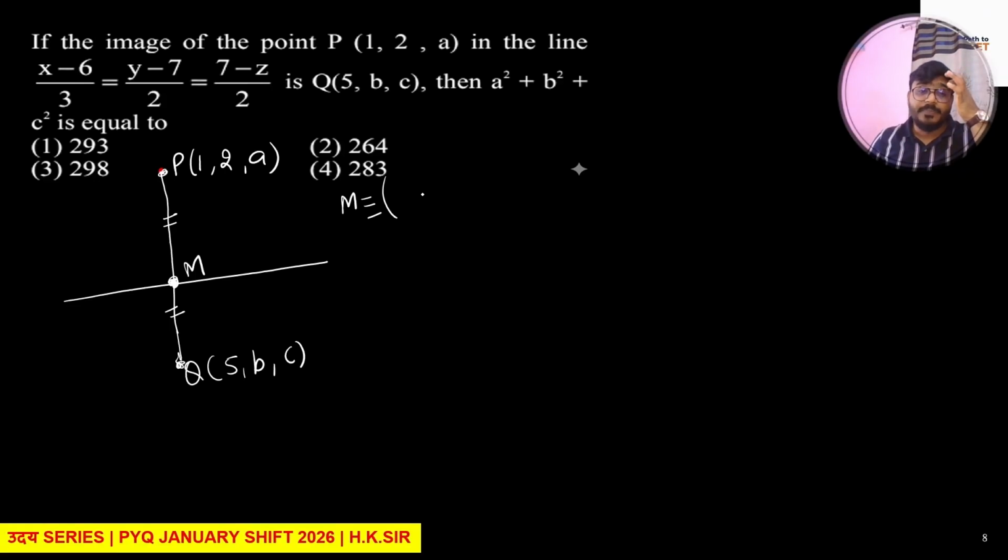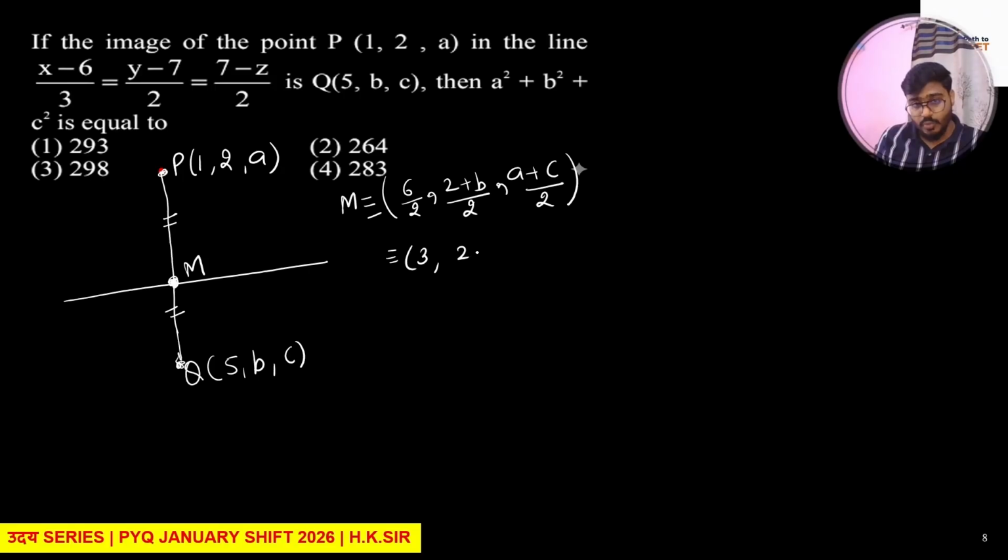Using the midpoint formula, (1 plus 5) by 2, which is 6 by 2, comma (2 plus b) by 2, comma (a plus c) by 2. This is the midpoint, which is 3, comma (2 plus b) by 2, comma (a plus c) by 2. If this is the midpoint, it lies on this line, so this point must satisfy the line.